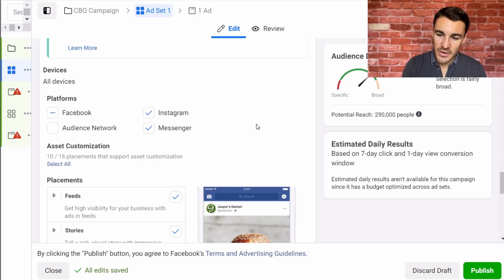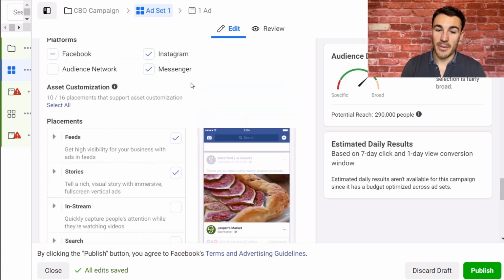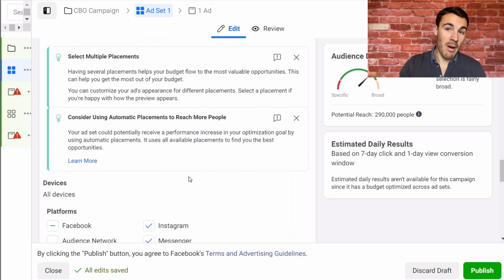So if you're not using a conversion-based objective, absolutely go ahead and set it up as I have here. Feeds and stories is a great way to do it. That's going to give you the best results. But remember, if you are using a conversion-based objective, go with automatic placements. That's what will get you the 19% improvement on average. That's actually data I got from my Facebook rep fairly recently. 19% improvement on average by using automatic placements.